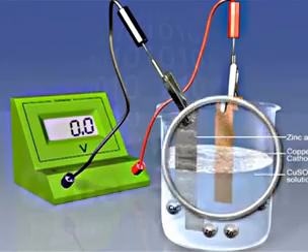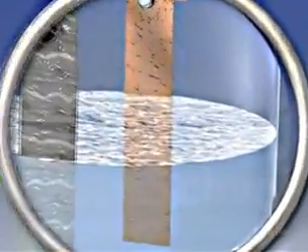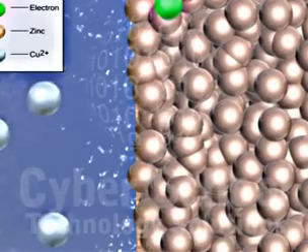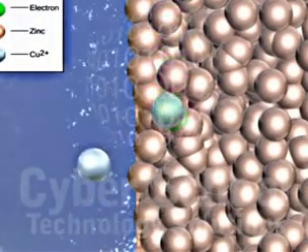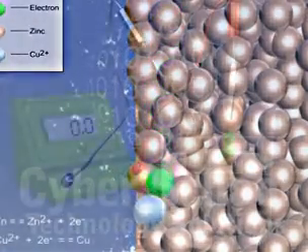Please note the reaction. Zn becomes Zn2+ and 2 electrons. Cu2+ and 2 electrons becomes Cu.